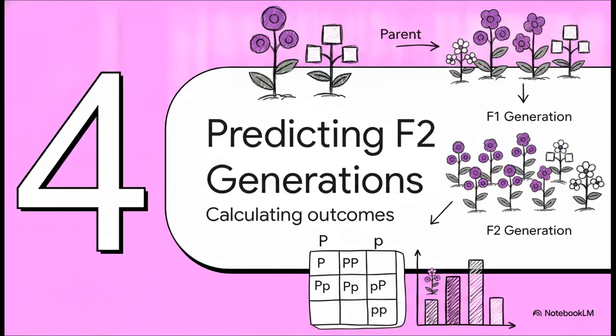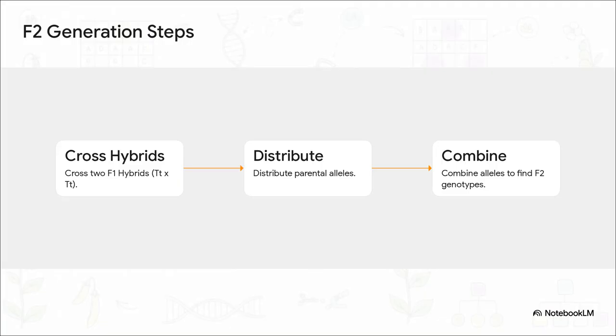Okay, Section 4, predicting F2 generations. Time to calculate some genetic outcomes. So, we know our first generation are all hybrids, but what on earth happens if we cross them with each other? Let's treat this like a strict flowchart. Step 1, highlighted right here. Place our two F1 hybrids, capital T, lowercase t, on the top and side axis of the square. Step 2, we pull those alleles apart, getting them ready to drop. And Step 3, combine them. Drop the top alleles down, slide the side alleles across. See how the top left box gets two capital T's?